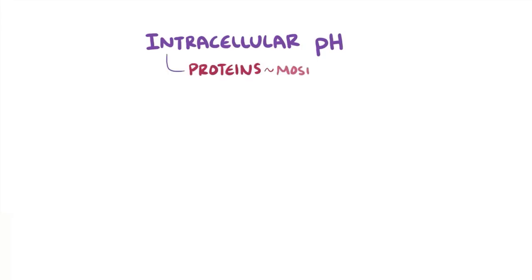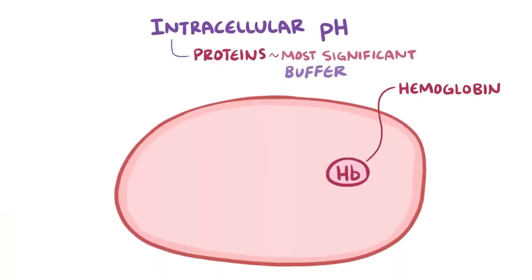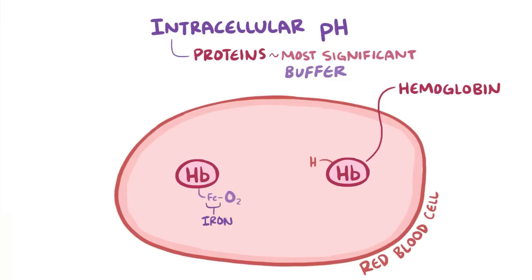Okay, until now we've explored the extracellular fluid, but intracellular pH has to stay balanced as well, and this is the pH inside cells. All cells are full of proteins, and those proteins are the most significant intracellular buffer. An example is hemoglobin inside red blood cells. Hemoglobin can reversibly bind either hydrogen ions, which bind to the protein itself, or oxygen, which binds to the iron of the heme group. And the interesting thing is that when one of these is bound, the other is released.